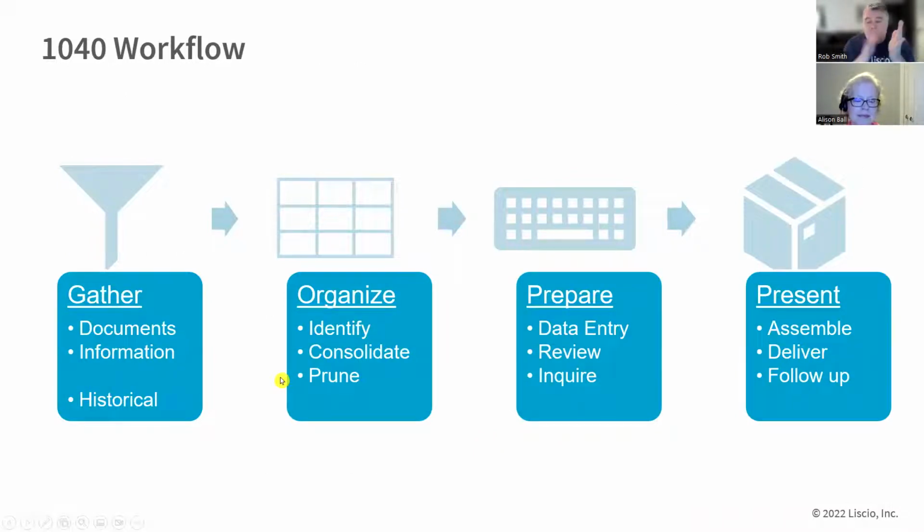So now let's talk about the typical 1040 workflow. Okay, first of all, you're going to gather the information and documents. We're going to have to then organize them. Okay, identify, consolidate, and prune them. We're going to then prepare the tax return, which we're not going to really get into too much today. You've got to do data entry, review it, and then inquire for questions and any missing information. And then you're going to present the workflow. So we're not going to really get too much into the last two parts here. We're going to talk more about these first two parts right here.